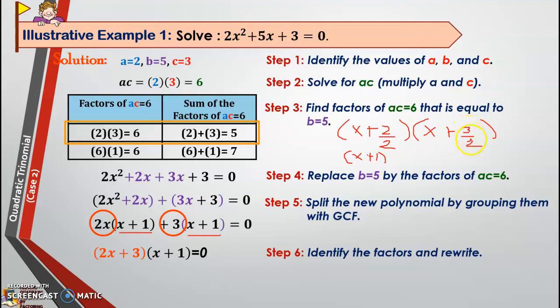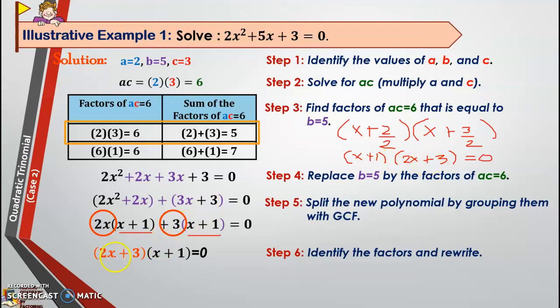But for 3 over 2, it is not divisible evenly and gives a decimal, so it is x plus 3 halves. You have to write the denominator to the left side of the variable. So x plus 3 halves becomes 2x plus 3. Again, the factored form is x plus 1 and 2x plus 3 equal to 0. It doesn't matter if they are swapped, as long as these are the factors: x plus 1 and 2x plus 3.